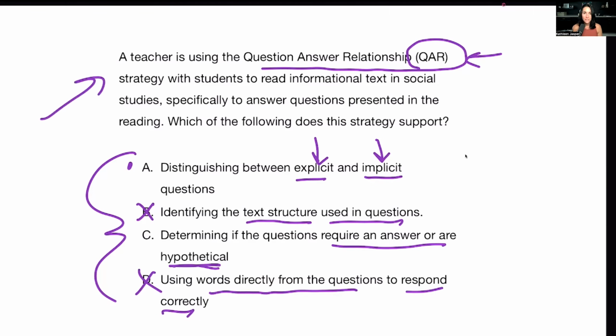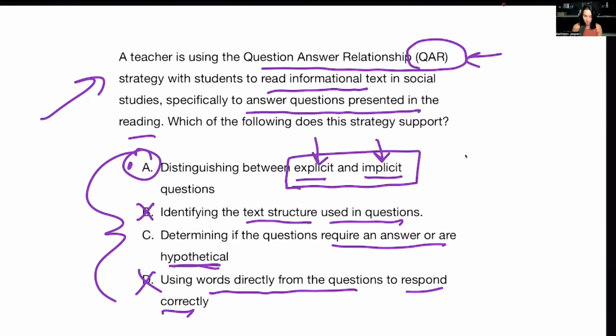I'm going to cross it off. Let's read the question. A teacher is using the question-answer relationship strategy with students to read informational text in social studies, specifically to answer questions presented in the reading. Which of the following does the strategy support? Well, A is the best answer here, because if we're looking at explicit and implicit questions, we are using that QAR strategy. The hypothetical here is not great. A is so much better. So I'm going to cross off C, making A our best answer.